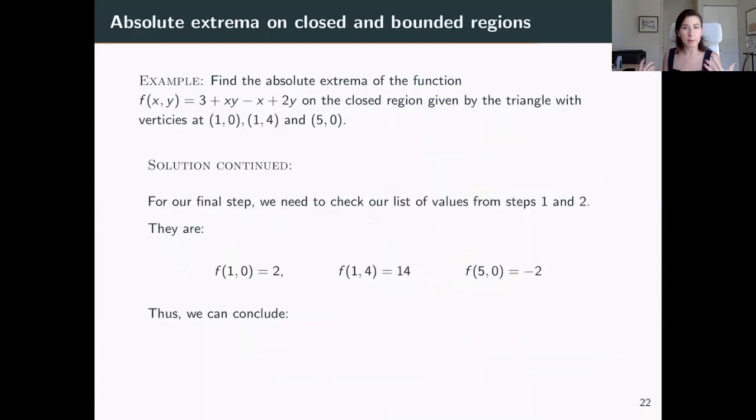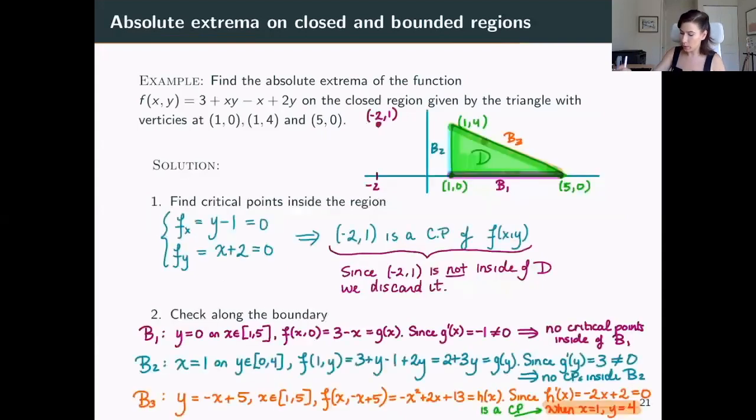So once again, we've looked at inside of our region D, where there were no critical points. We then looked at the inside of the boundaries. Here there were no critical points inside of B1. There were no critical points inside of B2 in the interior, but we did have a critical point of 1, 4, which eventually we were going to check anyway.